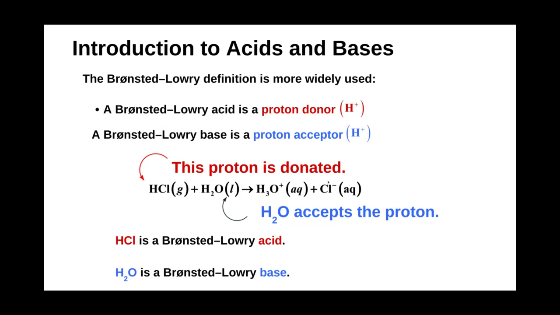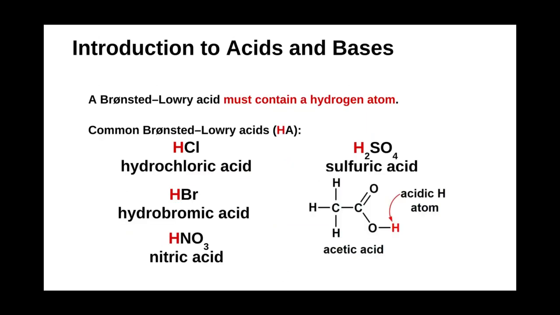And then we have our single chloride ion here. So water is our proton acceptor, and hydrochloric acid, HCl, is going to be our proton donor. So we have a Brønsted acid and a Brønsted base, a much more accurate definition of what an acid and base is.